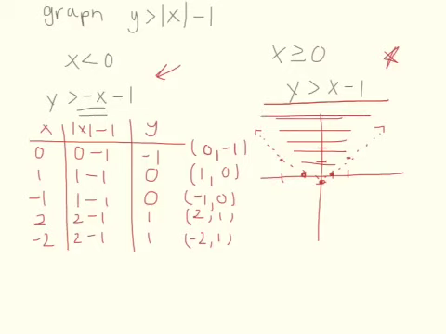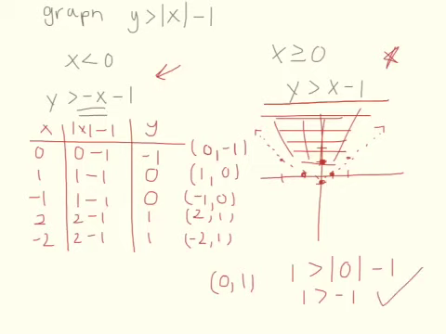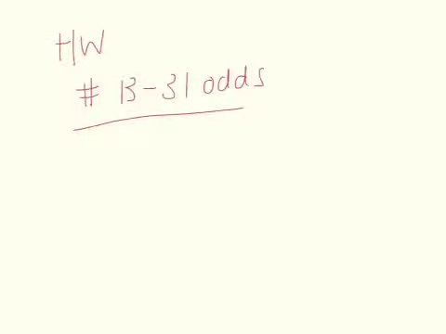And we're going to test this by picking a point in the shaded region. So if I pick the point right here, which is 0, 1, I should plug it into my inequality and it should be true. So when I plug in 0 for x and 1 for y, my inequality says that 1 is greater than negative 1. And that is true, so we know our graph is correct.